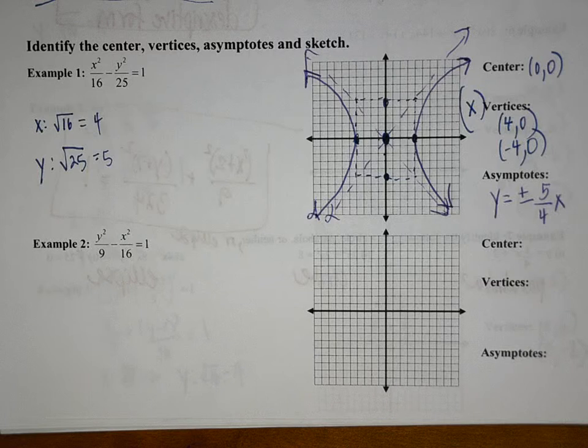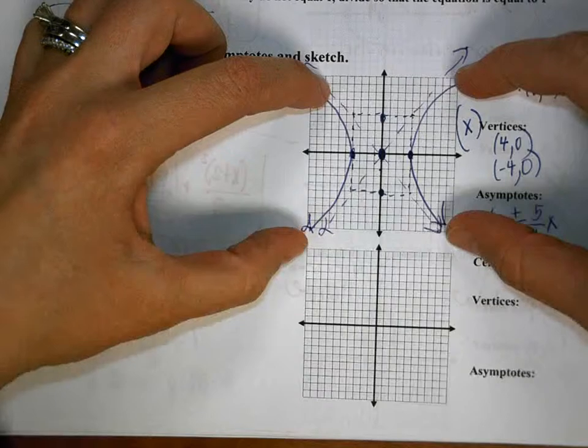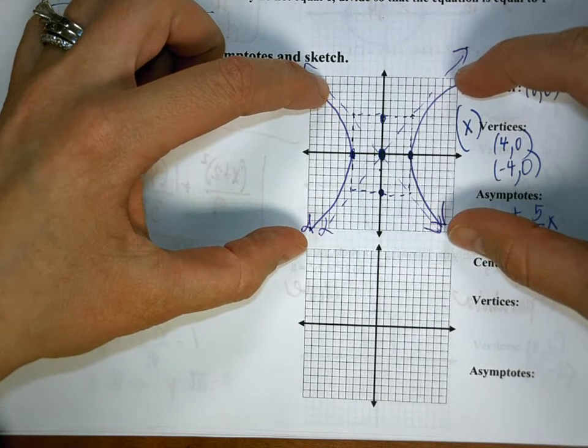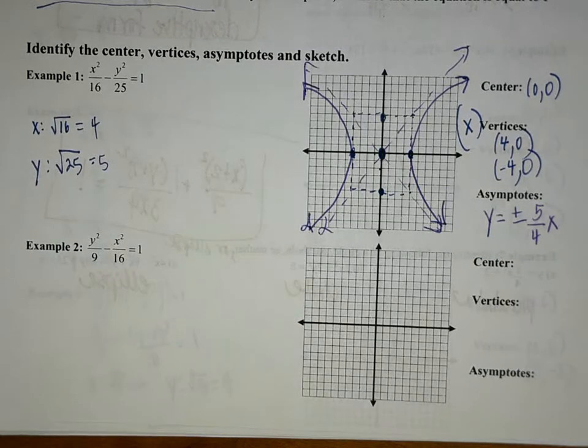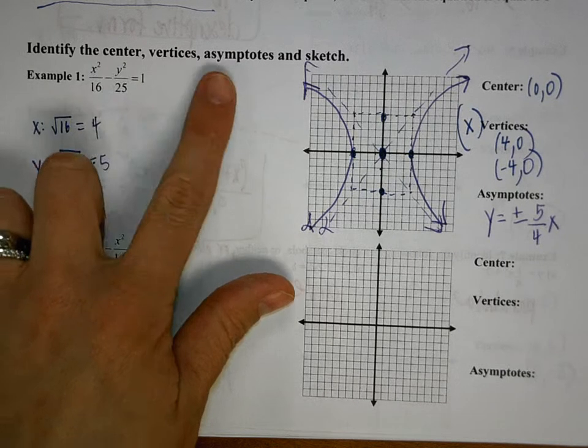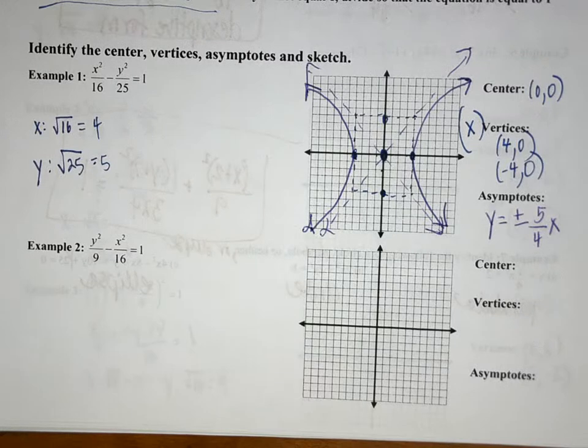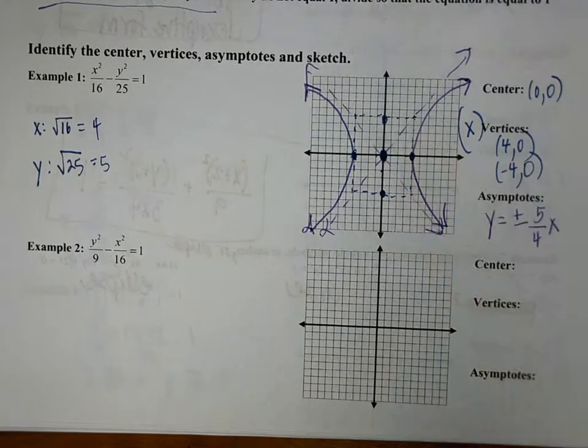I feel like there's a shortcut. What? The curves are actually the hyperbola. So this is a graph for a hyperbola. Wait, does it say to find a hyperbola? Yeah, why did you do that? It says identify the center, vertices, asymptotes, and sketch. So that's what we did. We found the center, the vertices, the asymptotes, and we sketched it.